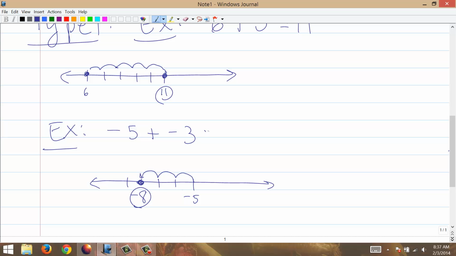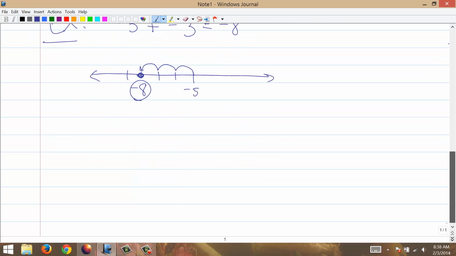So again, when you're adding real numbers with the same sign, just add them like normal and attach the appropriate sign. So if both numbers are positive, our answer is positive. If both numbers being added together are negative, our answer is negative. Okay. So let's take a look at type 2 problems.